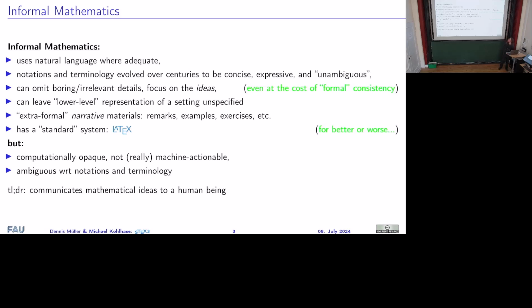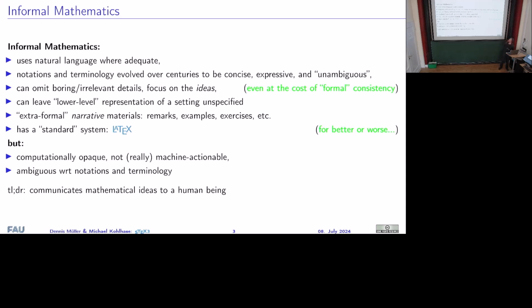Informal mathematics has a lot of narrative stuff that formal systems don't care about at all because they're not relevant for their purposes. Things like examples, exercises, remarks, intuitions, various kinds of paragraphs explaining what the point of whatever we're currently doing is, foreshadowing, recapping, all these kinds of things.